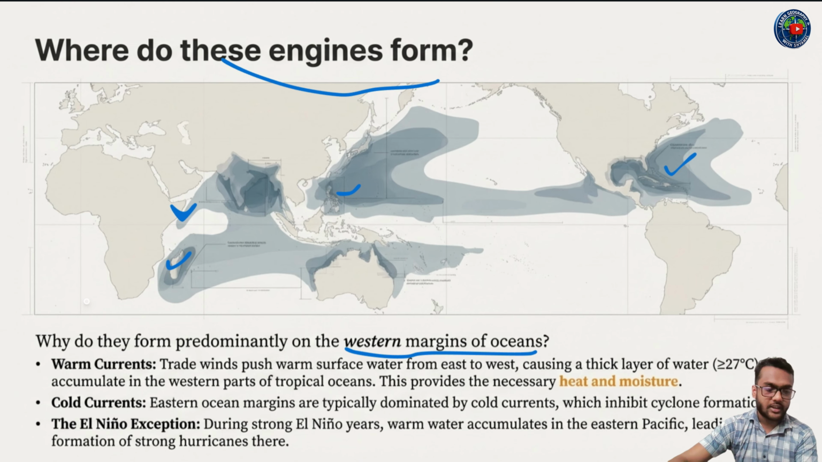Then cold currents: eastern ocean margins are typically dominated by cold currents, which inhibit cyclone formation. That's why there are no dominant cyclones on the eastern coast of the oceans. The El Nino exception: during strong El Nino, warm water accumulates in the eastern Pacific, leading to the formation of strong hurricanes there. Okay, these are some regions of cyclones.